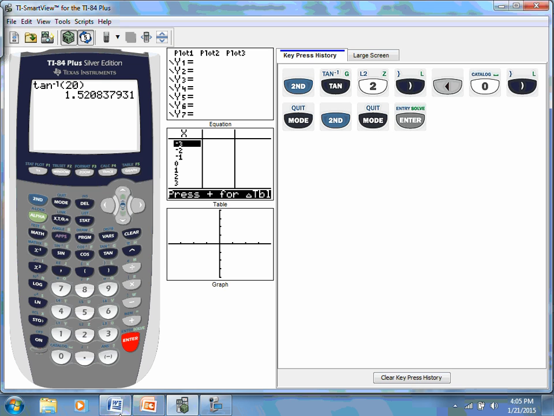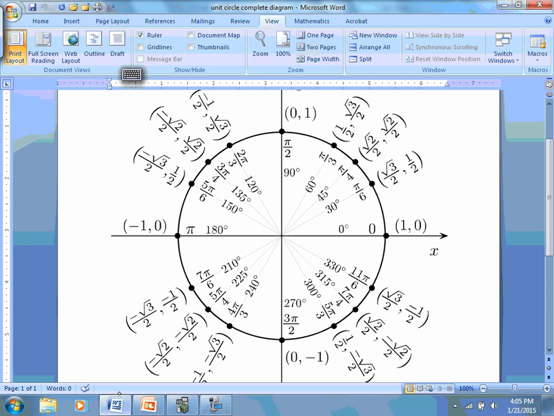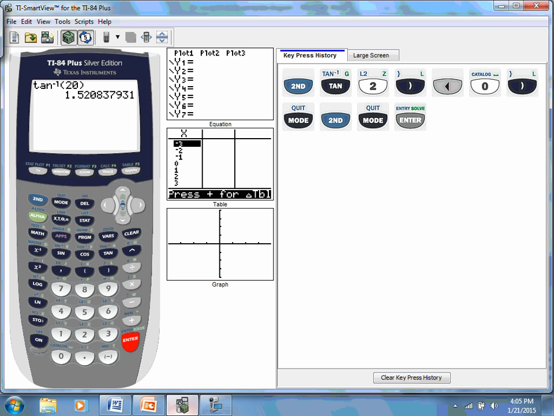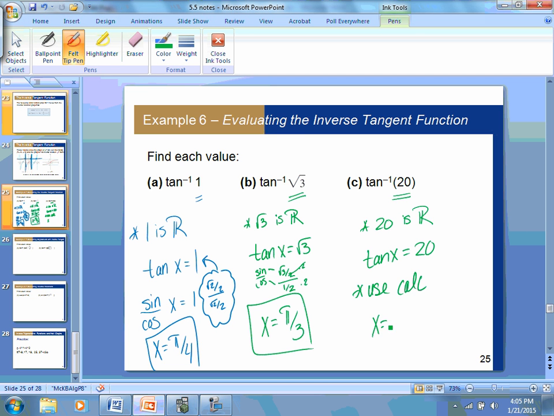Now again, that decimal's on my unit circle, 1.5. It's like right about here. It's really, really close to pi over 2. I think pi over 2 is 1.57, and we got 1.52. Okay, but we rounded to 4 decimal places. So my x value will be 1.5208.